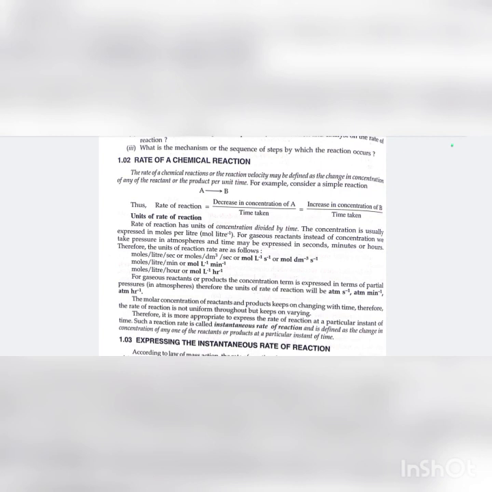For gaseous reactants or products, the concentration term is expressed in terms of partial pressures. Therefore, the units of the rate of reaction will be atmosphere per second, atmosphere per minute, or atmosphere per hour. The molar concentration of reactants and products keeps on changing with time. Therefore, the rate of reaction is not uniform throughout but keeps on varying. Therefore, it is more appropriate to express the rate of reaction at a particular instant of time. Such a reaction rate is called instantaneous rate of reaction, and it is defined as the change in the concentration of any one of the reactants or products at a particular instant of time.